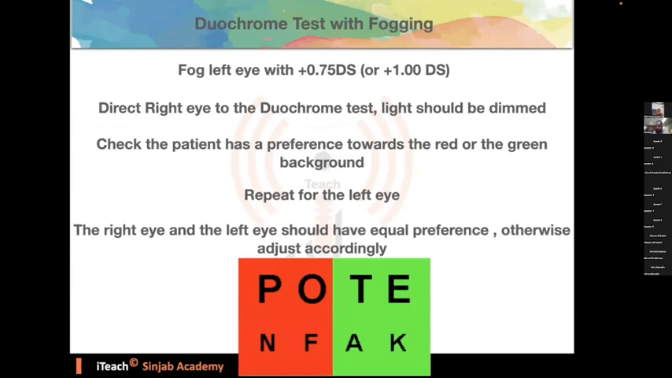Now, another final test is the duochrome test, fogging the left eye with plus 0.75 diopter sphere, direct right eye to the duochrome test, and light should be dimmed. Check the patient has a preference toward the red or the green background, and repeat it for the left eye. The right and the left eye should have equal preferences at the end.